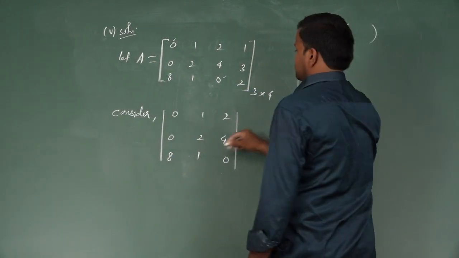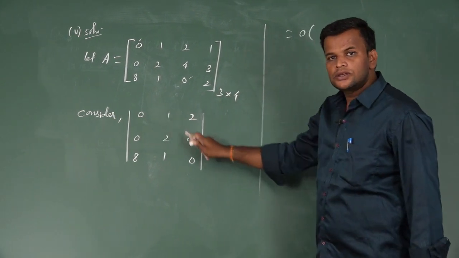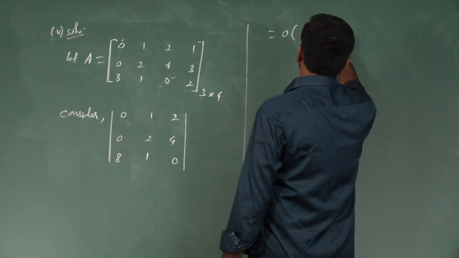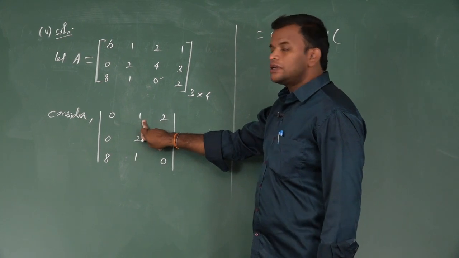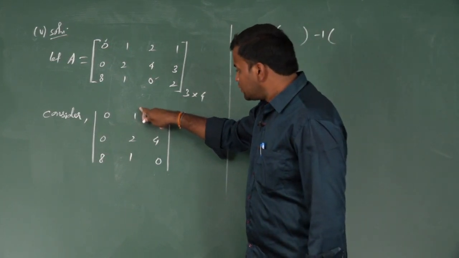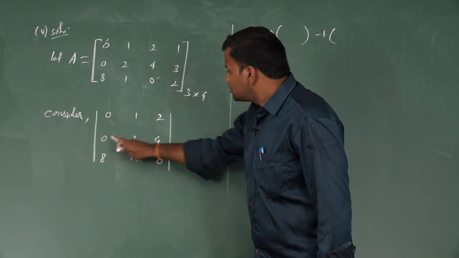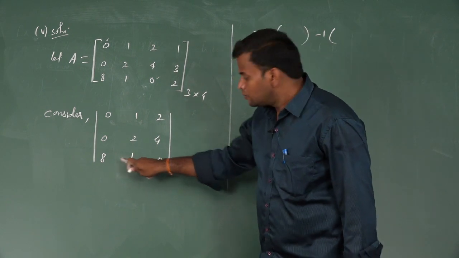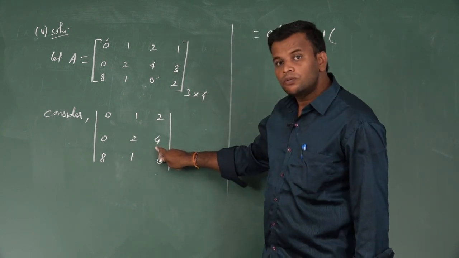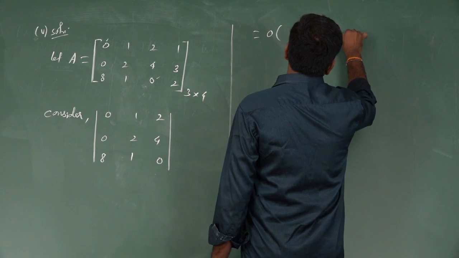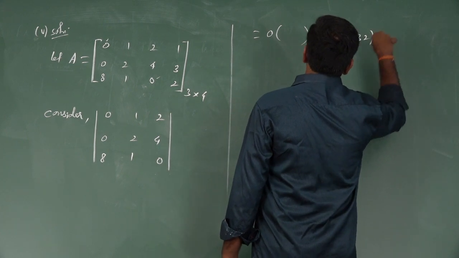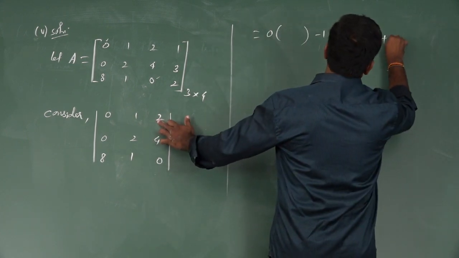Starting element is 0, so 0 times anything is always 0. Next, the sign of the number is minus, so minus 1. You leave this column and this row. 0 into 0 is 0. 8 into 4 is 32, so 0 minus 32, plus 2.